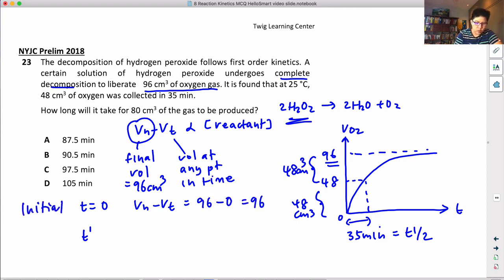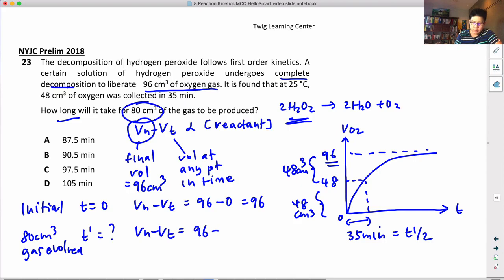So this is when 80 cm³ of gas evolves. I call it T prime, which is what you want to find out, right? How long? So Vn minus Vt is equal to 96 minus 80 cm³, so this will be 16. So what did we just learn? Vn minus Vt is proportional to the concentration of reactant. We can treat it as if the reactant dropped from 96 to 16.